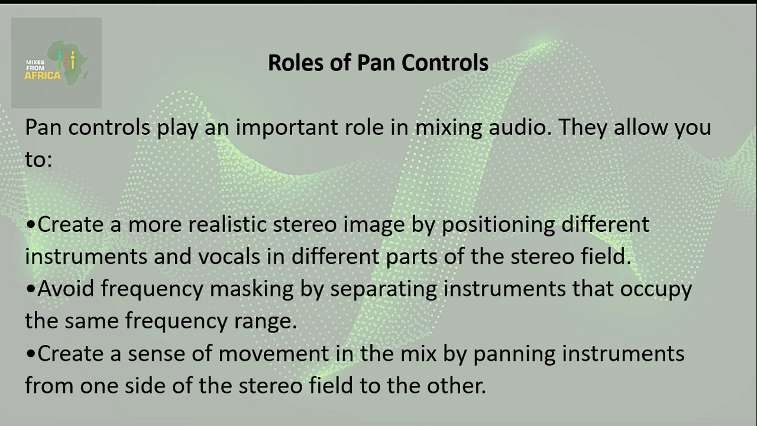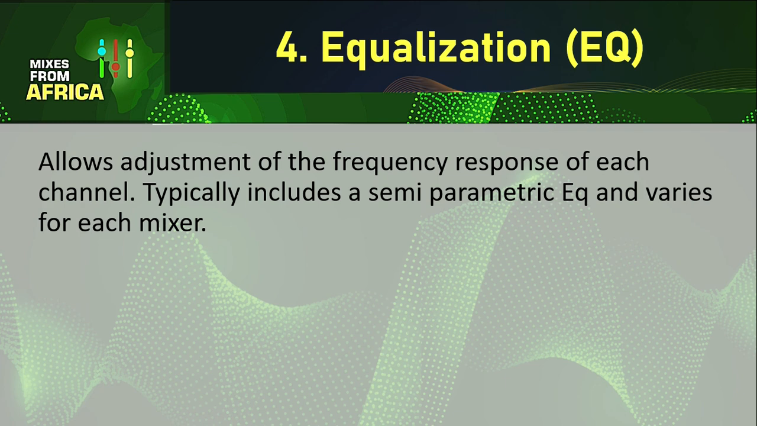3. They create a sense of movement in the mix by panning instruments from one side of the stereo field to the other. The next component on the mixer is the equalization. The EQ allows adjustment of the frequency response of each channel. This typically includes a semi-parametric EQ, but that varies according to each mixer.